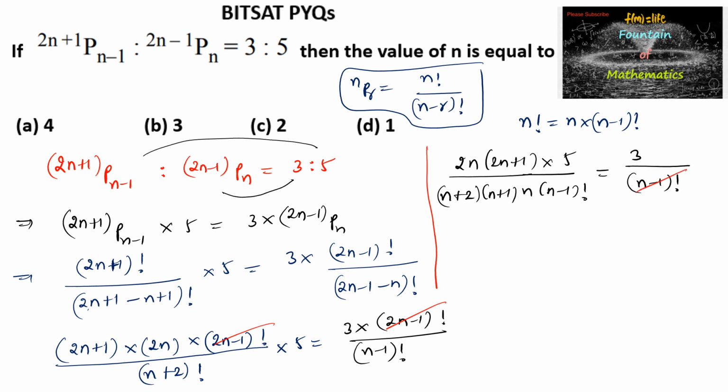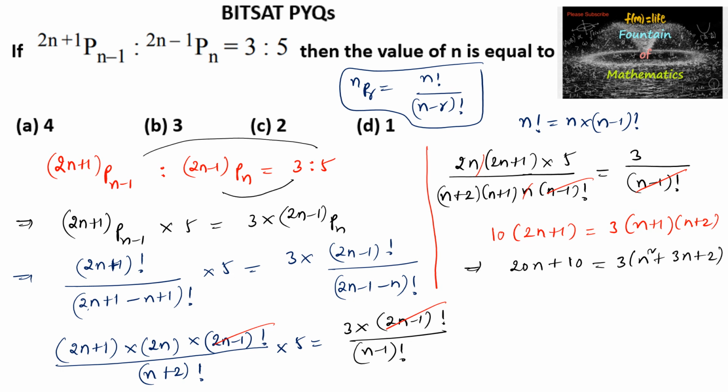So we may cancel (n-1) factorial on both the sides, and here n and n get cancelled. So 2 5s are 10, 10 times of (2n+1) is equal to 3 times of (n+1) into (n+2), which implies 20n+10 is equal to 3 times of (n square plus n plus 2n), that is 3n+2.